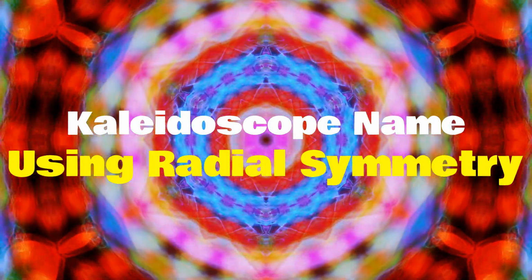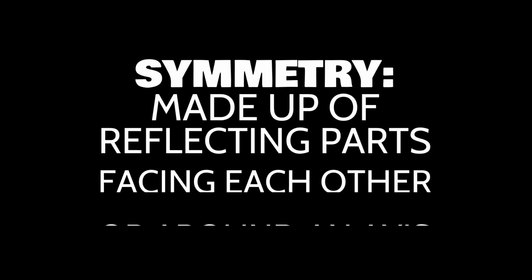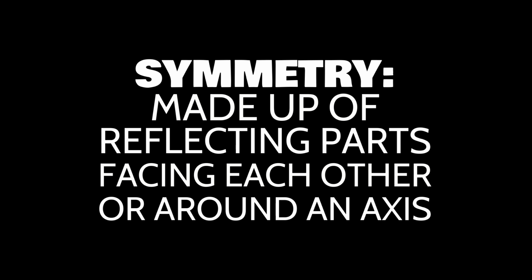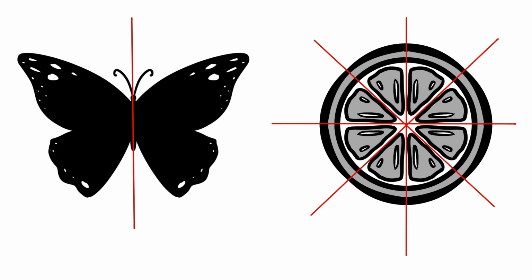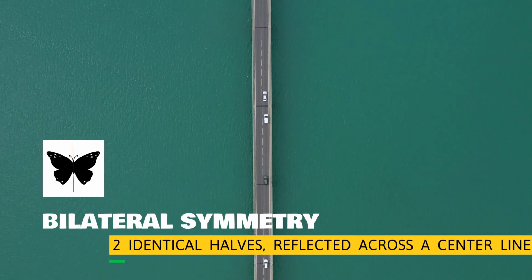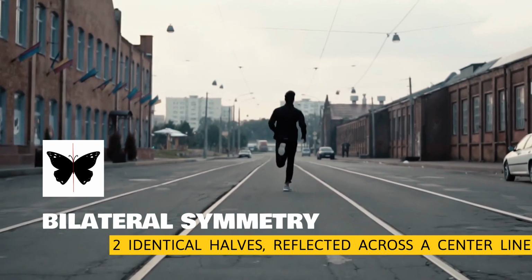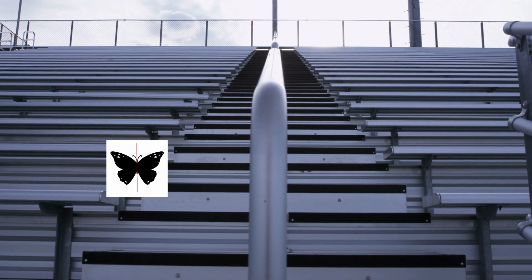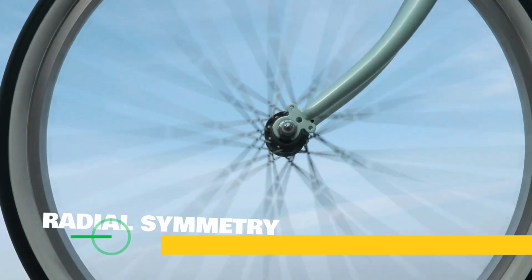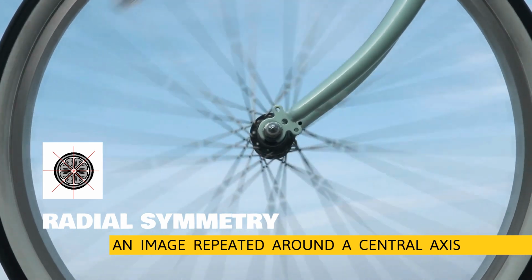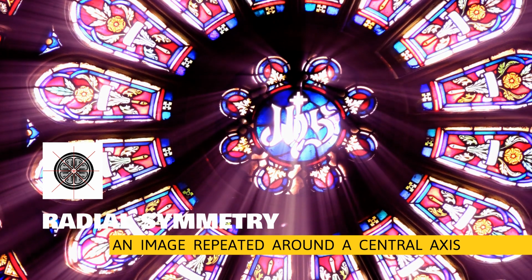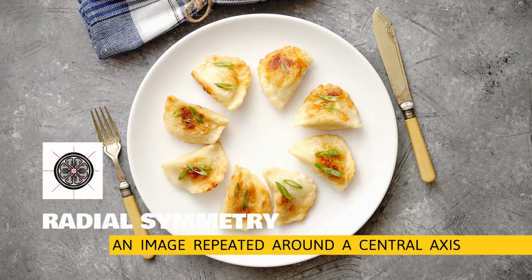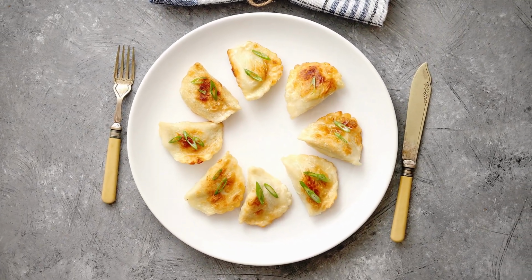You may have heard the word symmetry before, so let's talk about what that is. Symmetry is an image made up of reflecting parts facing each other or around an axis. That's right, there are two types of symmetry. Usually, when we think of something being symmetrical, we're thinking about bilateral symmetry, which is where two identical halves are reflected across a center line. But that's not the only type. There's also radial symmetry, which is where an image is repeated around a central axis. We are going to be using radial symmetry in our kaleidoscope name drawing.